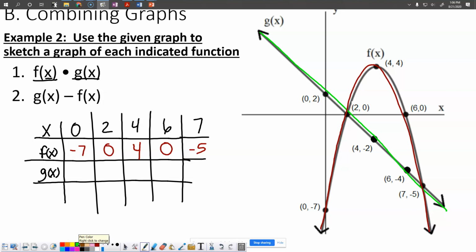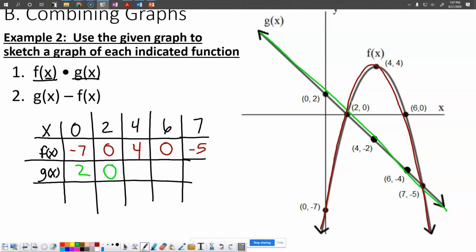All right, so when x is 0, the y value on the green function is 2. Okay? When x is 2, on the green function, the y value is 0, just like it is with the red. And that's because they have the same point because they're crossing there.